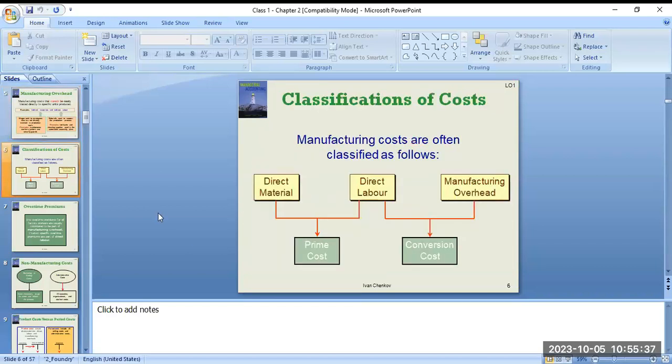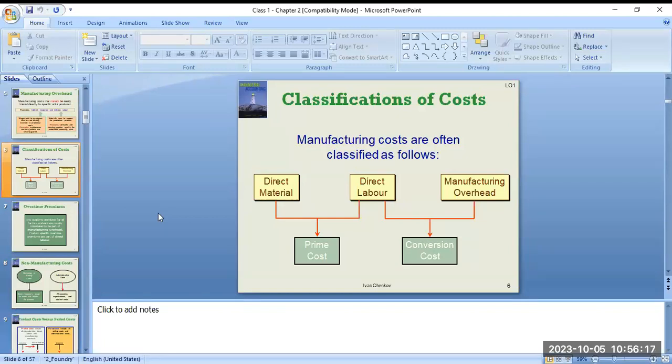So the first classification for today is direct material comes first, direct labor comes second. Those are called prime cost. Prime means first. So since direct material comes first and direct labor comes right after, those are called prime cost. Direct labor and manufacturing overhead are called conversion cost. Why? Because they're converting that raw material or direct material into the product.